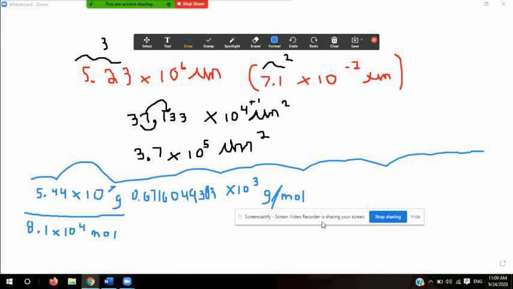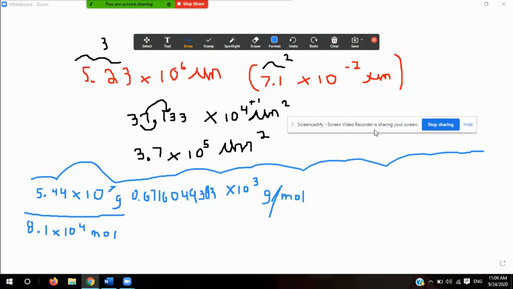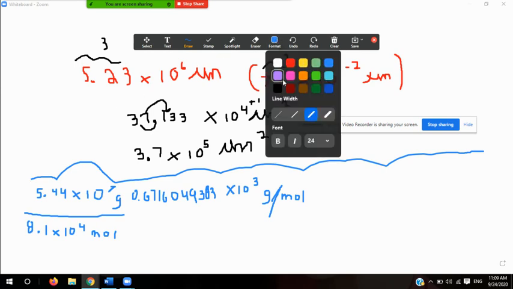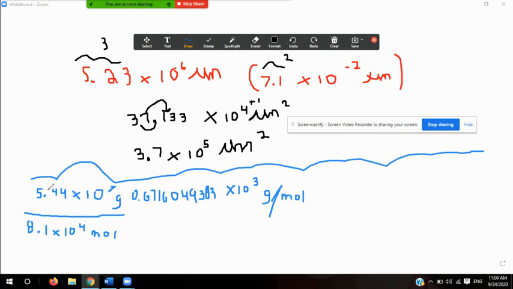So what I need to do to finalize my problem is apply the rules of significant figures that we have been using. So again, 5.44 has 1, 2, 3 significant figures, and 8.1 has 2. That means I am going to make my answer have the same number of significant digits as the number with the least amount of significant figures. This one has 3, this one has 2. That means my answer has to have 2 significant figures.